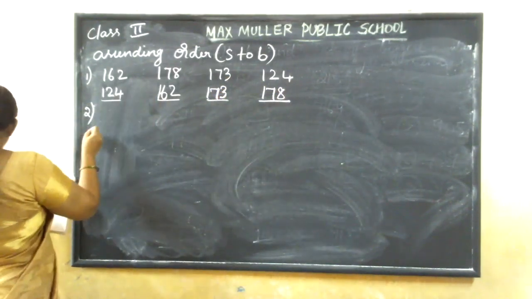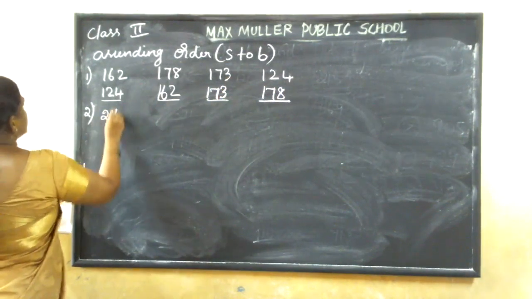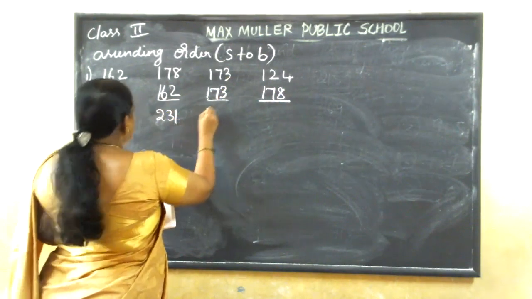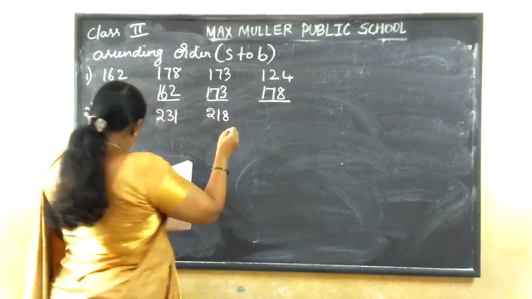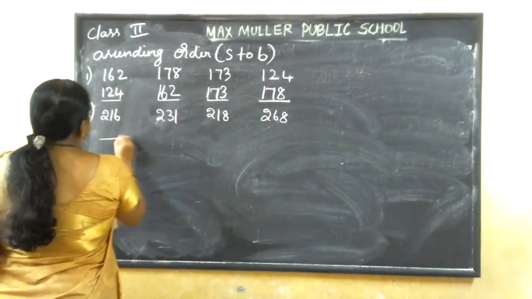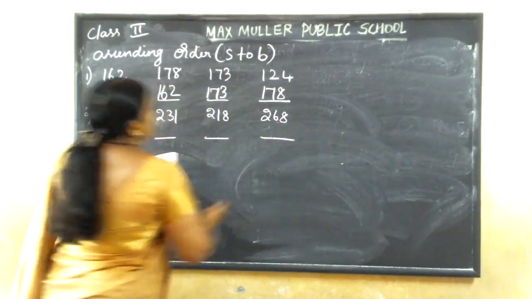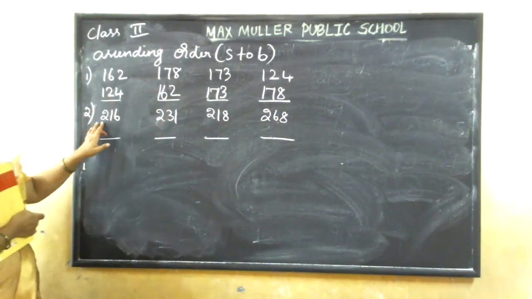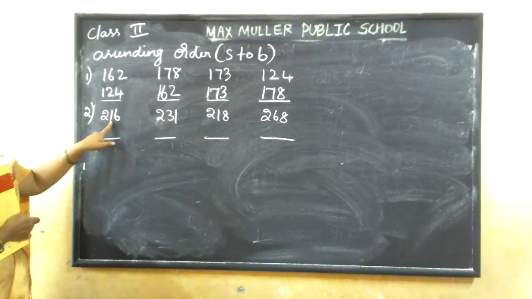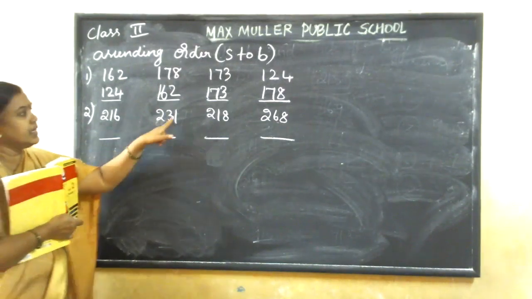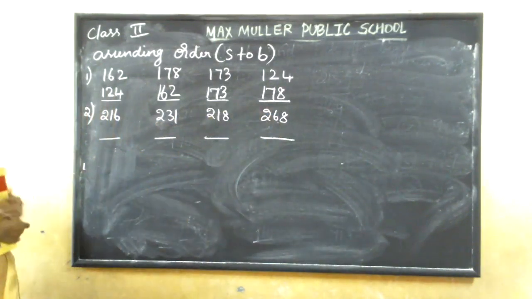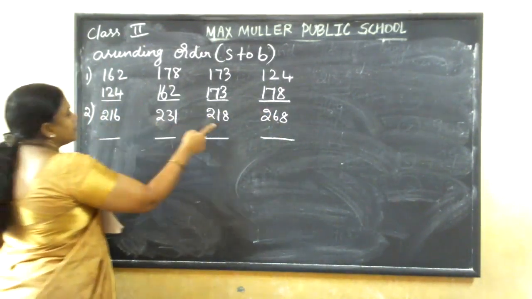Second one: 216, 231, 218, 268. See the hundreds place, children. For all the numbers you got 2, 2, 2 in the hundreds place. In the tens place you got here 1, here 3, here 1, here 6. Which one is the small number here? See, 1 is here, also 1, here also 1.